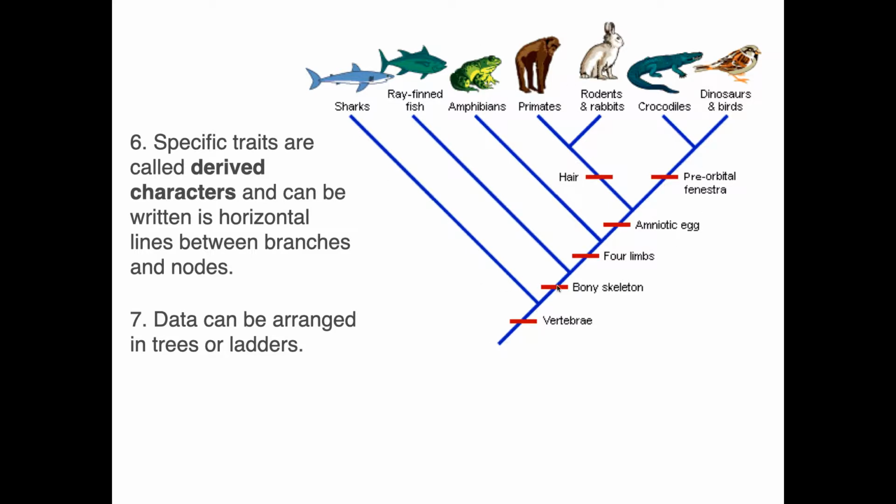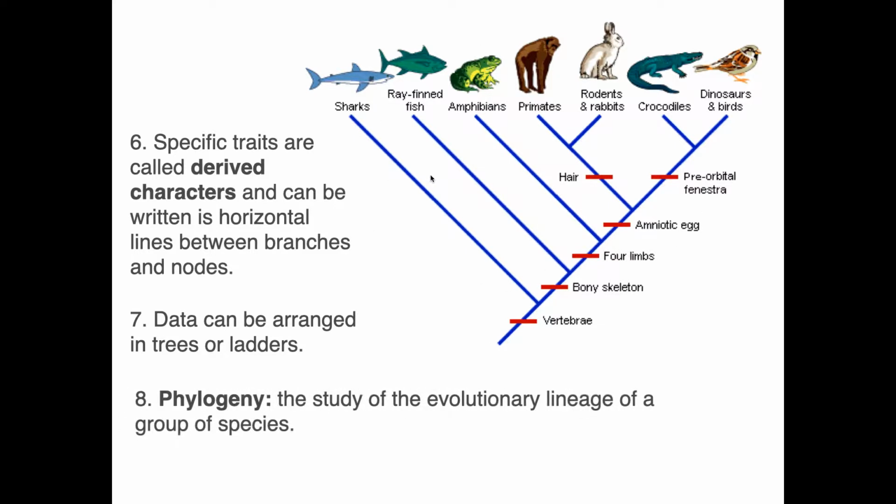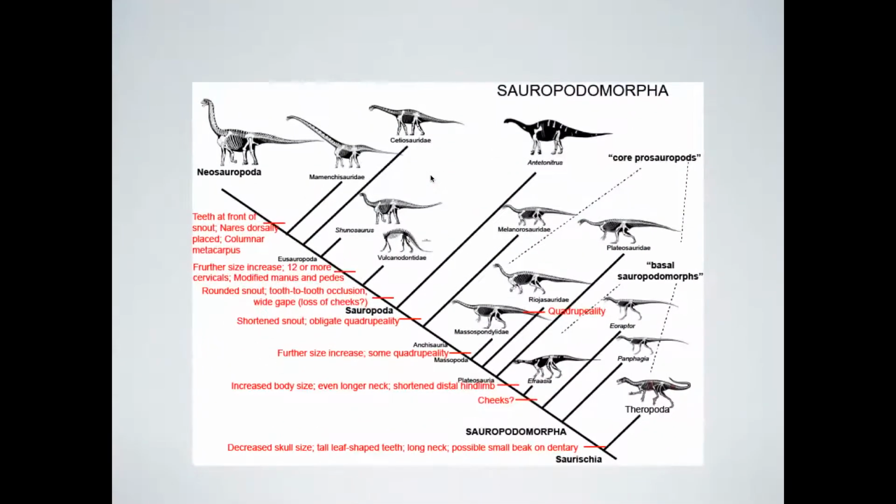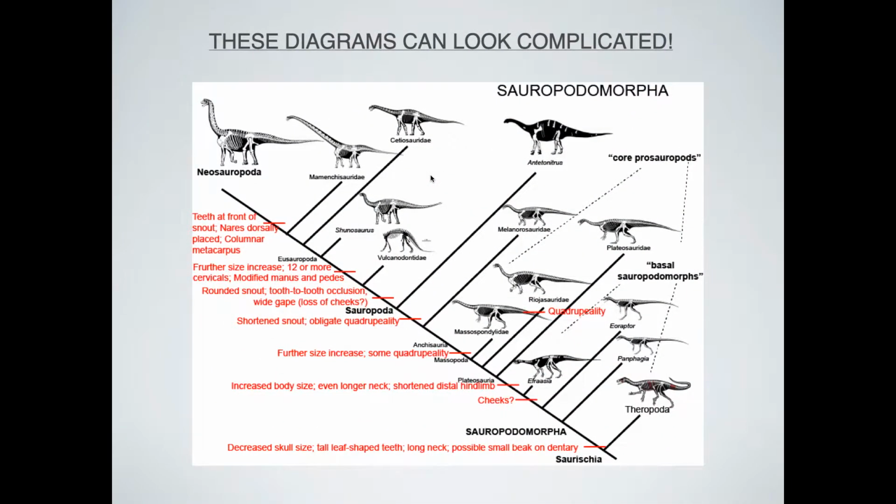Again, it can be arranged in trees or ladders, and this is a ladder representation. The previous one was a tree. Phylogeny is just the study of evolutionary lineage between species, and it can get really complicated. This diagram does look really complicated, but the idea is that we're looking at a specific type of sauropod, so we're looking at some dinosaurs here.